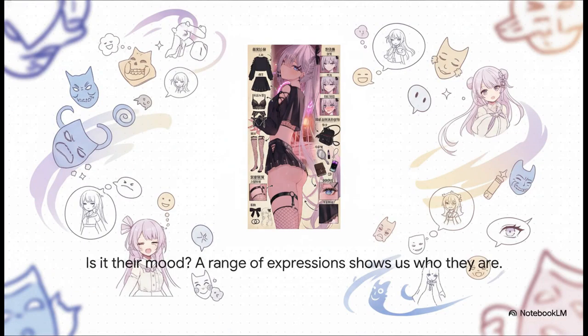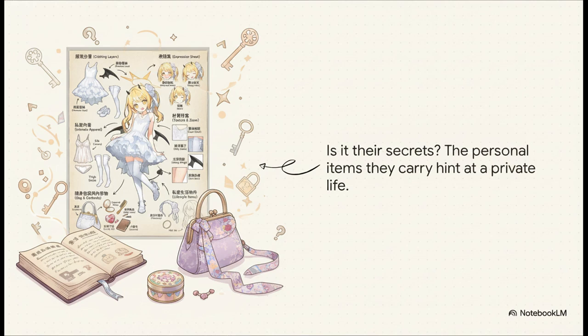Or what about her mood? We get a whole range of expressions here. Serious, smiling, even blushing. This emotional spectrum gives us a peek into her personality. But I think you'll agree, there's still more to the story. And then, what about their secrets? A purse, a journal, a little candy tin. These personal items hint at a private life, a whole world beyond what we see on the surface.